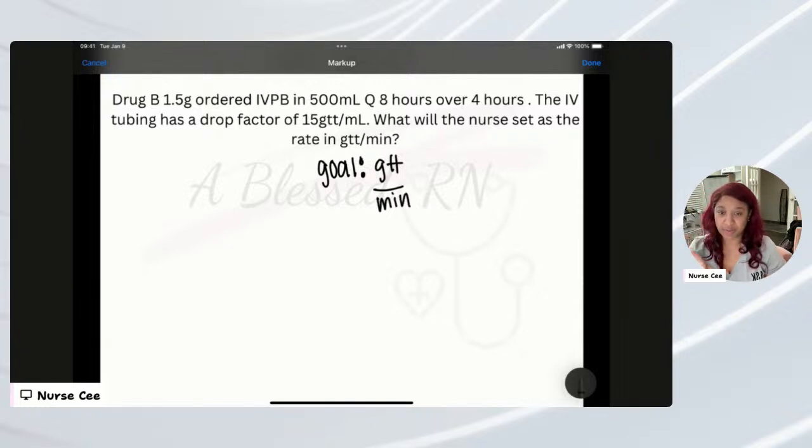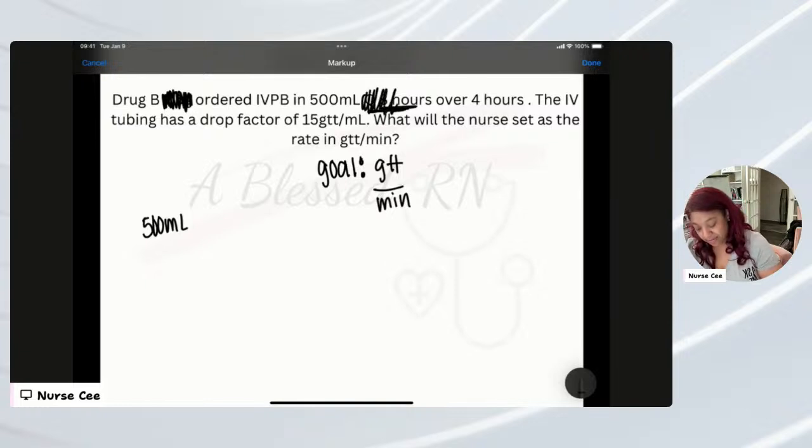All right. So we're looking for drops per minute again. So what are our puzzle pieces? Remember, we need volume over time. Is this asking about grams, mics, milligrams? Mm-mm. Fluff. So our volume is going to be 500. And what is our time going to be? Is it going to be this one? No, because it got every in front of it. It literally tells you to put it over 4 hours.